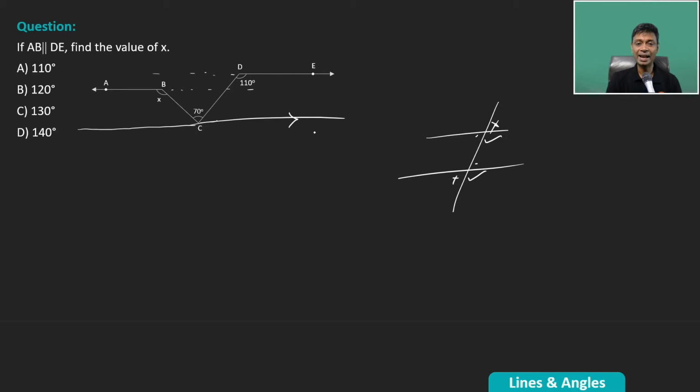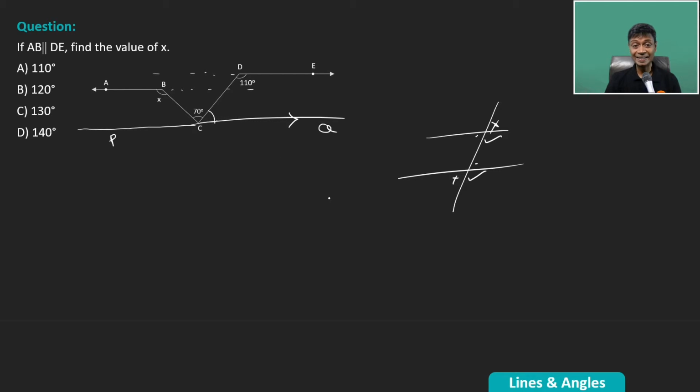Draw a line, say PCQ, parallel to AB and DE. Remember, AB and DE are parallel to each other, so any line parallel to one of these lines will be parallel to the other also. So AB is parallel to DE, and PQ is parallel to both of them. Now life becomes simpler. So this angle is 110. We can find this angle, and so that is 110.